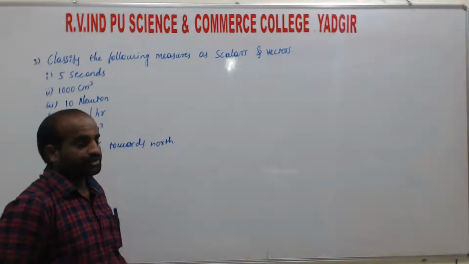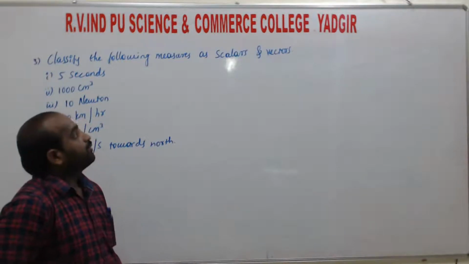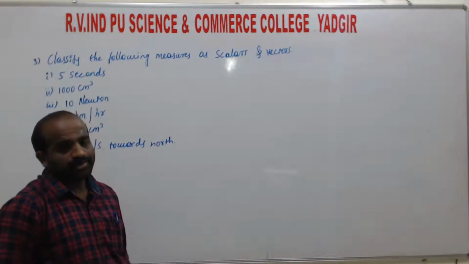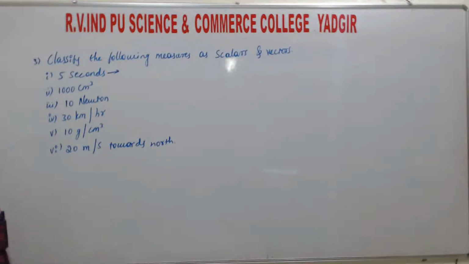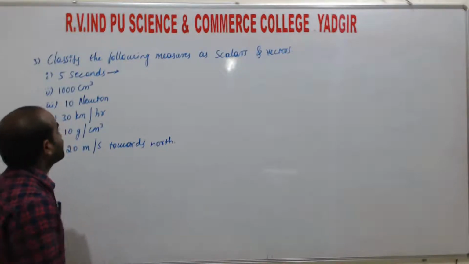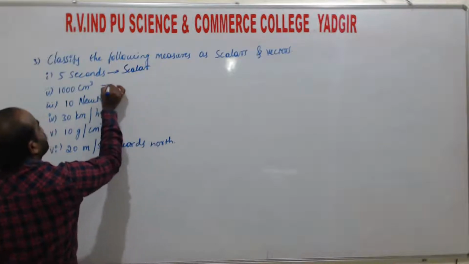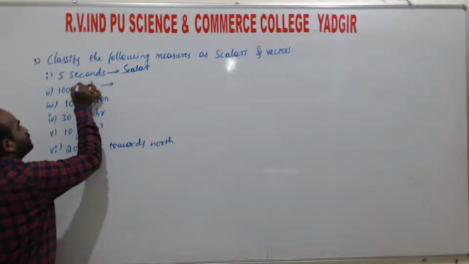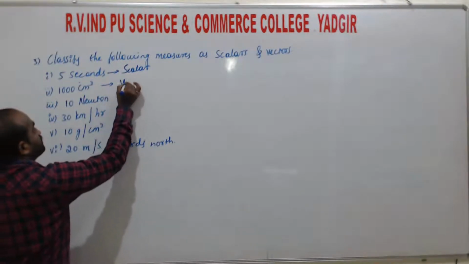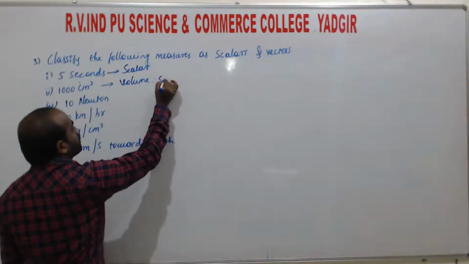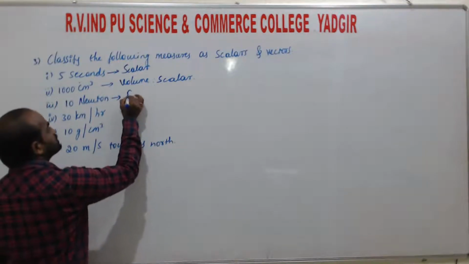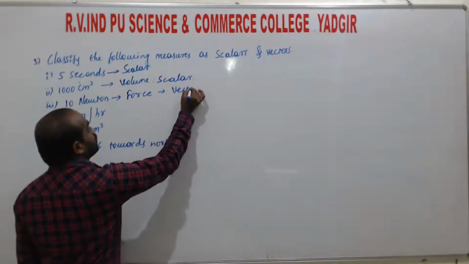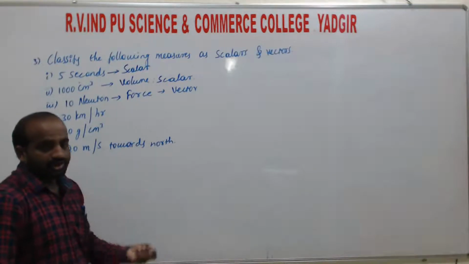Scalar is what? Having magnitude but no direction. Vector is a quantity that has both magnitude and direction. Check it. First one, 5 seconds. This is what? Time. Okay, it involves only magnitude but no direction. This is scalar. Next, the unit is cubic centimeter, so this one is volume. Volume is scalar. Next is 10 Newton. The unit is force. Force is what? Vector. It involves both magnitude and direction. Magnitude means what? Absolute number.